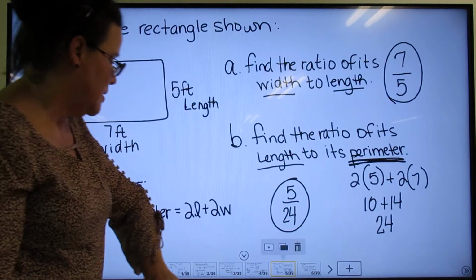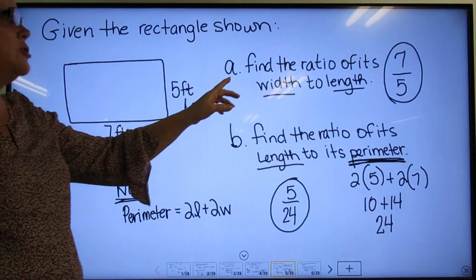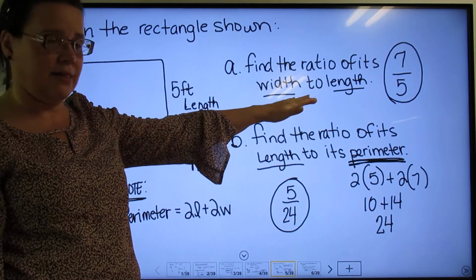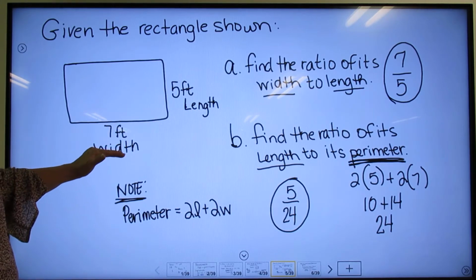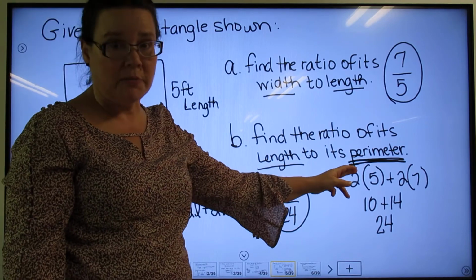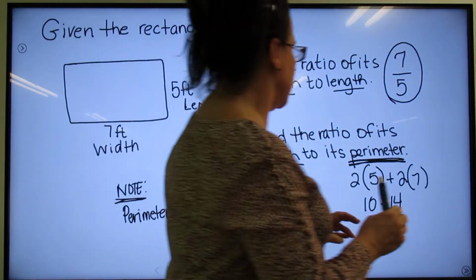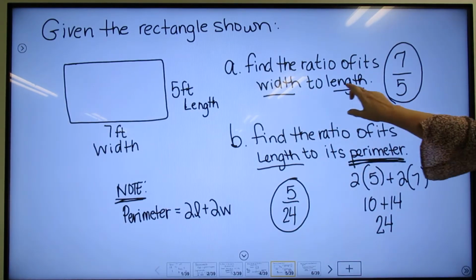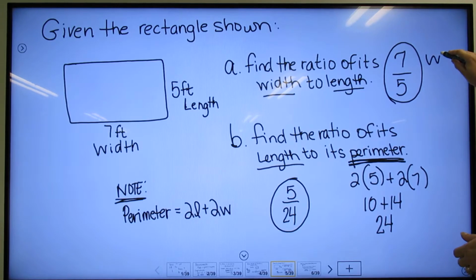Awesome. Next. Given the rectangle shown, find the ratio of its width to length. 5 feet being the length, 7 feet being the width. And then find the ratio of its length to its perimeter. So there's a little bit of a difference here, right? So width to length, 7 to 5, because 7 was the width and 5 was the length.